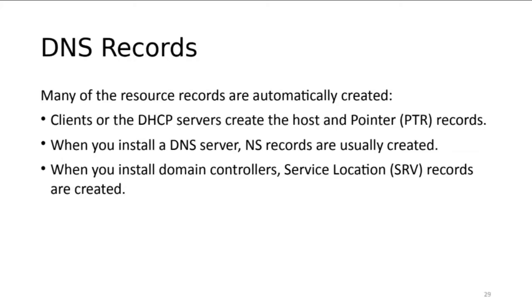Some records, or many of them, are actually automatically created. For example, clients or the DHCP servers create the host and pointer records. When you install a DNS server, NS records are usually created. When you install domain controllers, SRV records are created. So these are created automatically. You should know this. These are some examples of the records that are created automatically. Any questions?